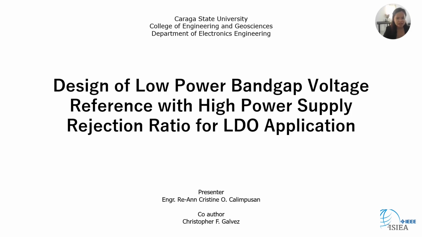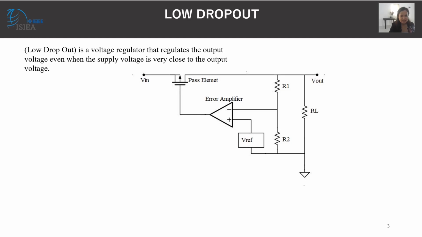Ratio for LDO application. In some applications like electronic circuit systems in the oil and gas industry, automotive, artificial intelligence, and robotics, a voltage reference is needed to provide a stable biasing voltage under extremely high temperature in the harsh environment. So we have here a low dropout regulator, a voltage regulator that regulates the output voltage even when the supply voltage is very close to the output voltage.